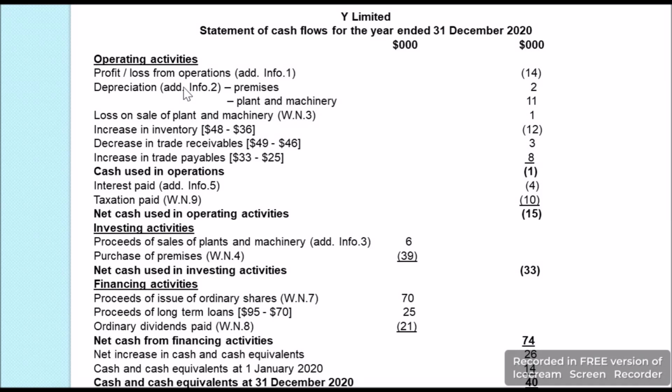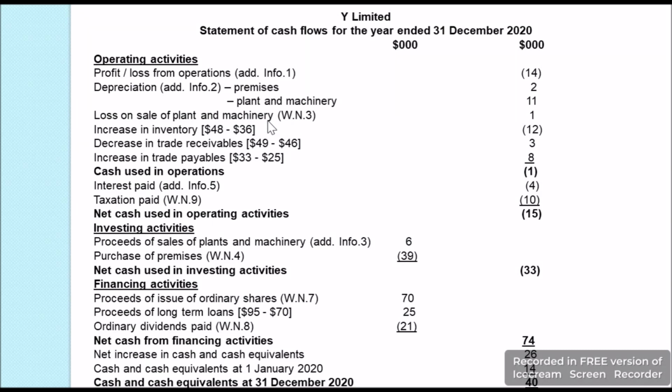So depreciation is mentioned in the additional information too. Premises have a depreciation of $2,000 which will be added back, and then we have plant and machinery which have a depreciation of $11,000 which will be added back. Next we have loss on sales of plant and machinery.